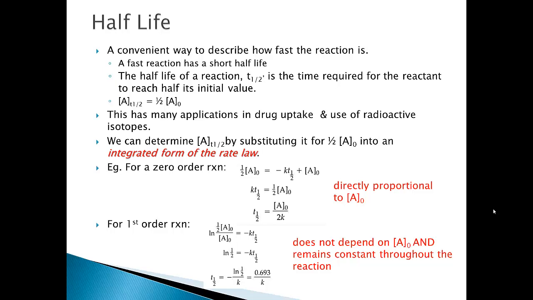We can do something similar for a first order reaction because we've got the natural log in our first order reaction, and you won't have to derive these yourself, so don't get too hung up on the maths. Because there's a natural log, the half-life for a first order reaction is equal to 0.693 over K, where K is the rate constant. For a zero order reaction, it's directly proportional to our initial amount, whereas for a first order reaction, it does not depend on the initial amount and it remains constant throughout the reaction.